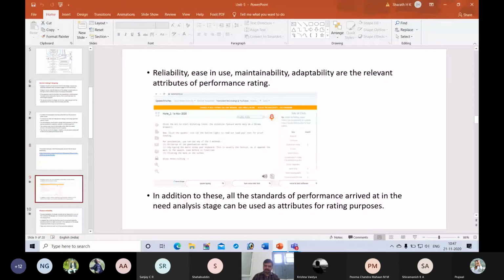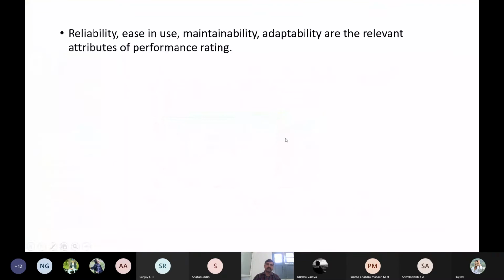These are a few more aspects based on which you are going to make a decision. That is, reliability, ease in use, maintainability, adaptability are the relevant attributes of performance rating. While selecting the best design among available options, these are some of the criteria. You are going to evaluate physical realizability and also performance, or the efficiency of the product that you are going to get with the help of a design.